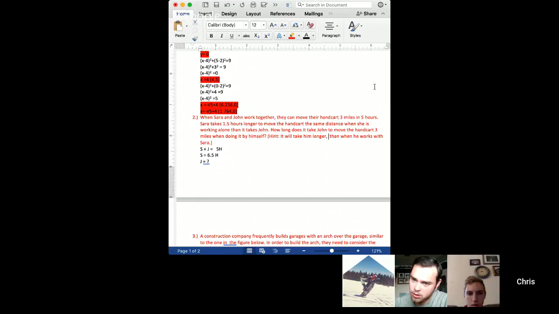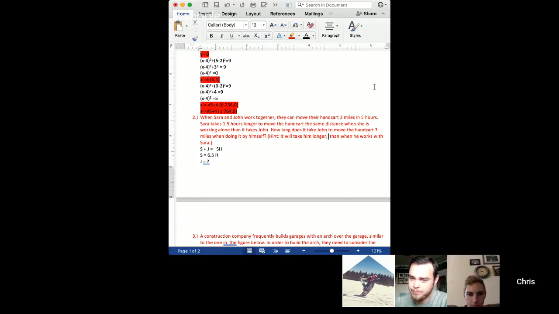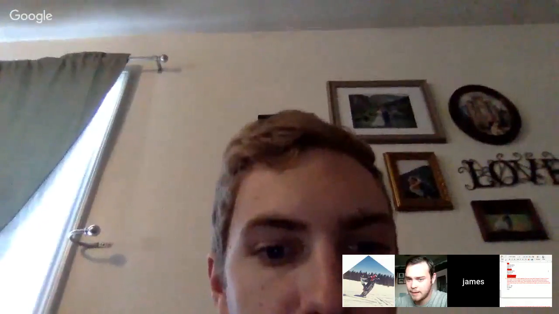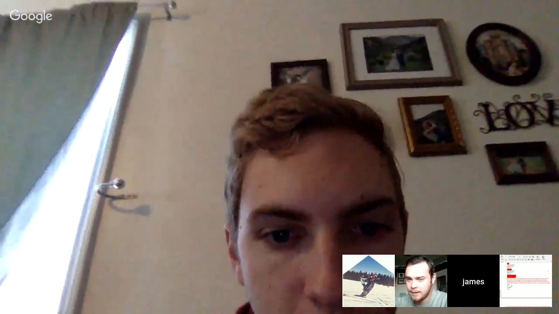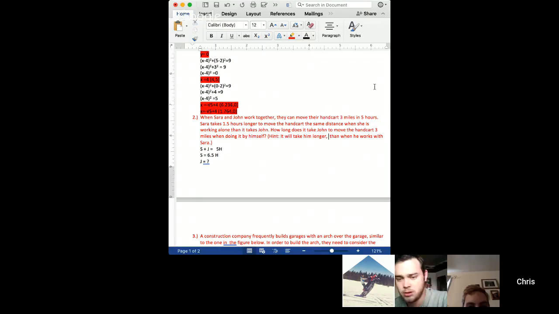And then how long does it take John to move the handcart 3 miles when doing it by himself? It doesn't say. That's what we're trying to find. Unfortunately. So we're trying to solve for J, right? Yes, we're trying to solve for J. We have S and J equals 5, and then we have just S equals 6.5.